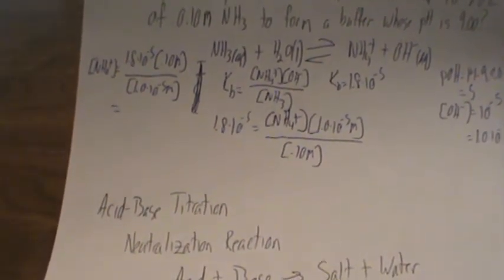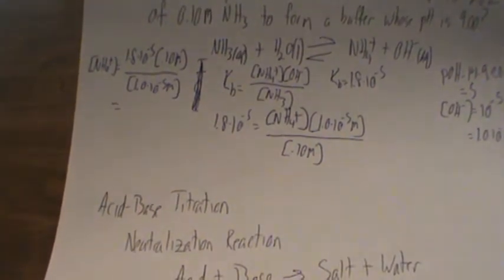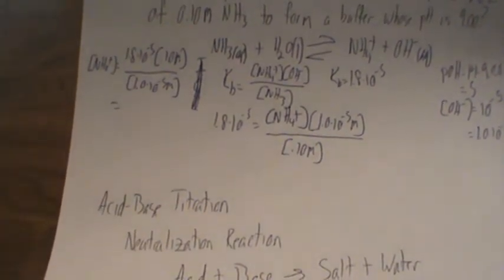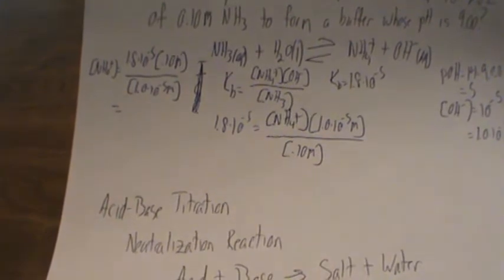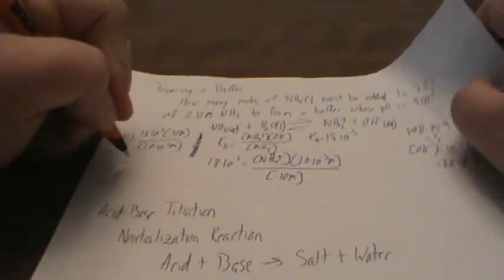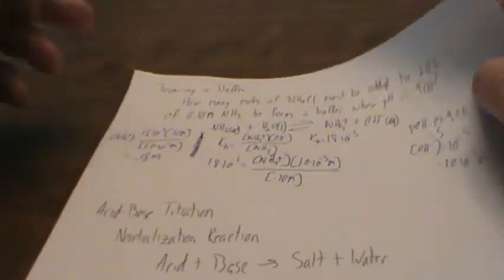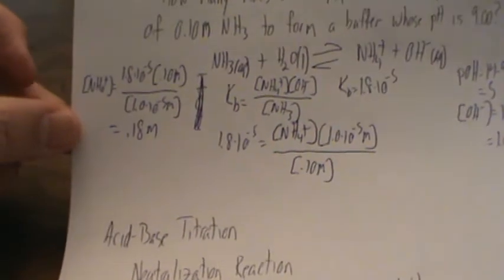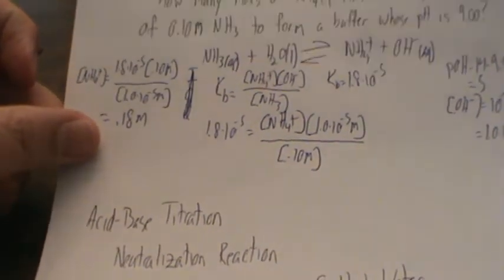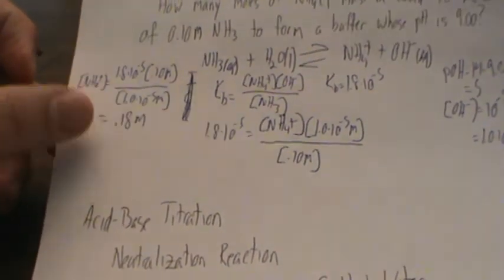Alright, so if we take 1.8 times 10 to the negative fifth times 0.1, that's all divided by 1.0 times 10 to the negative fifth, our ammonium ion concentration is going to be 0.18 molar. Now, go from there for moles.